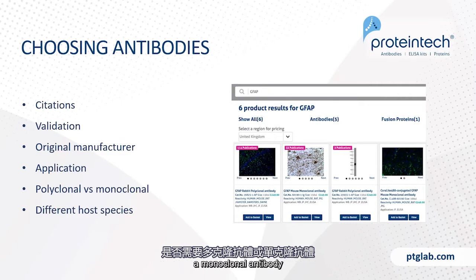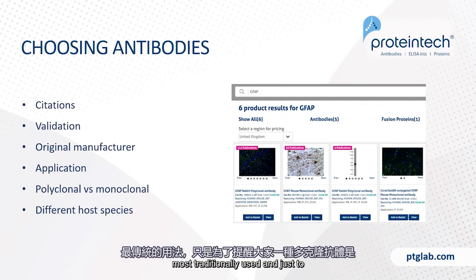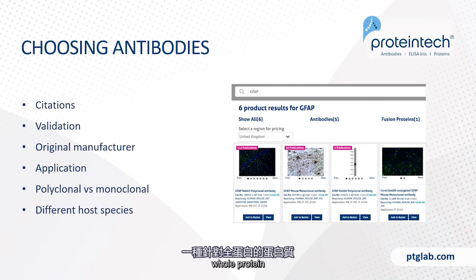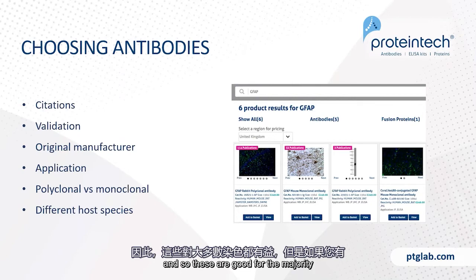And in general, we want to have a look at whether or not you need a polyclonal or a monoclonal antibody. And in general for IHC, polyclonal antibodies are most traditionally used. And just to remind everyone, a polyclonal antibody is one that has been raised against the whole protein or antigen, and it will therefore have higher affinity as there will be lots of antibodies that bind to multiple different epitopes. And so these are good for the majority of stainings.